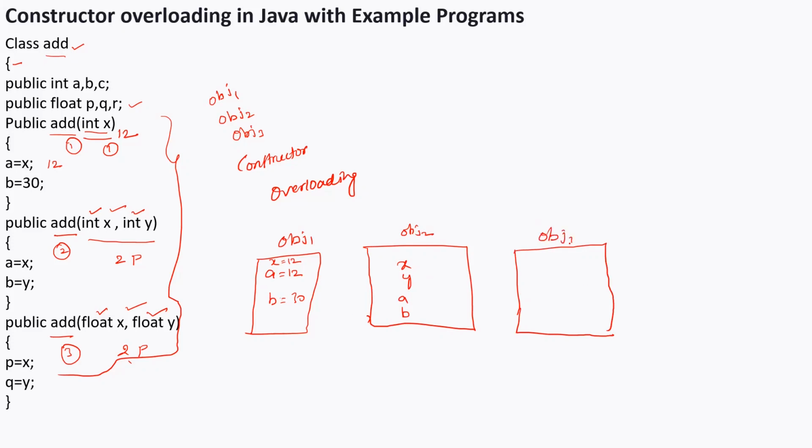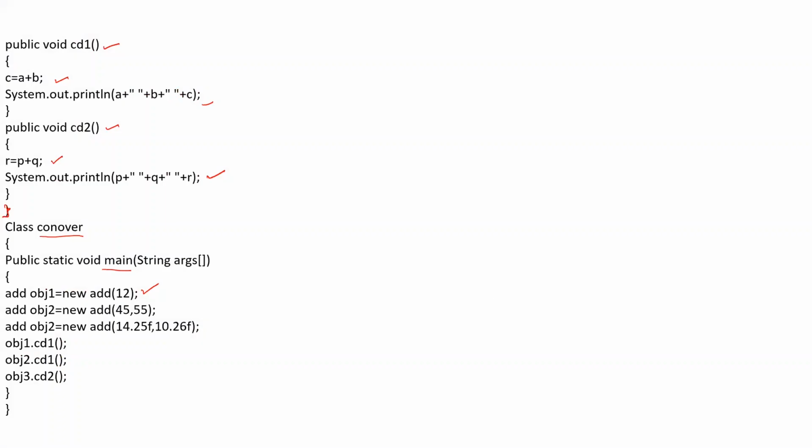Now you have object 3. What does this object 3 consist of? It consists of float x. All these are integers, right? Now this consists of float x, float y. And also it consists of p, which is assigned with the x value, and q, which is assigned with the y value. Clear? So all these three things are present.